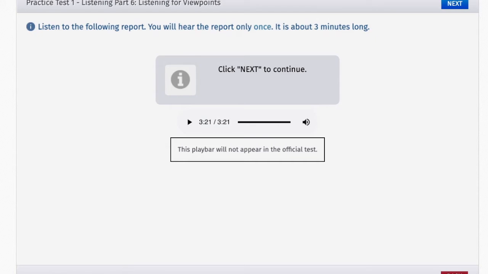So now that we've heard the lecture, let's have a look at the questions and let's see if we can use our guide, our tips, and our strategies to better understand the questions and answers. So once it's done, it will automatically go to the questions. Here in this practice, we press next.